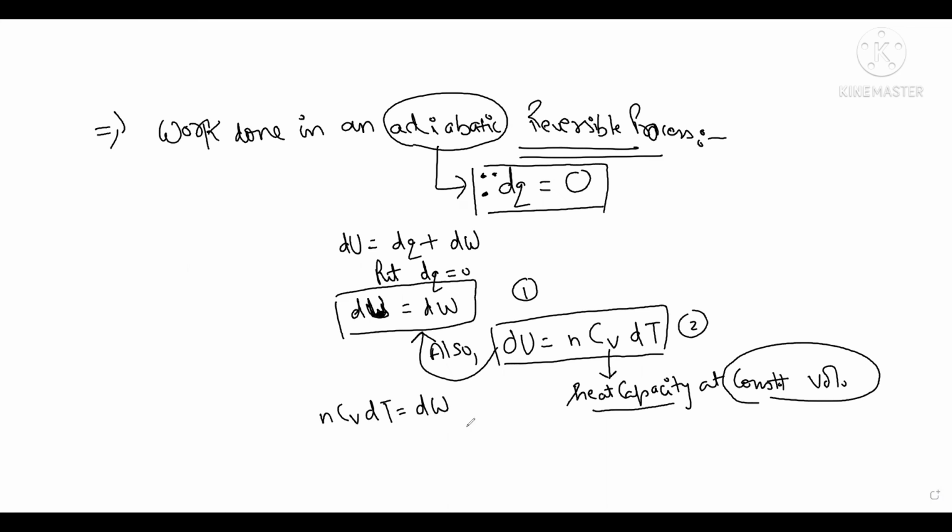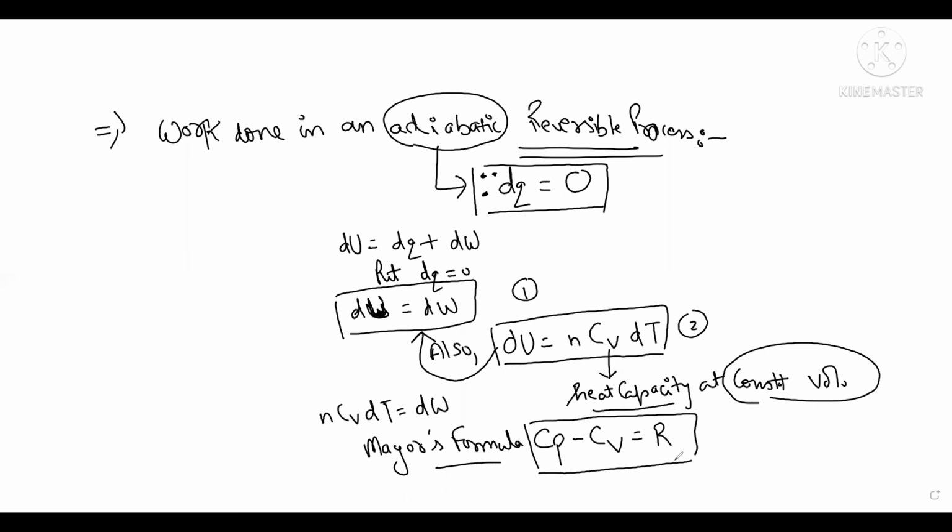We also know Mayer's formula that relates heat capacity at constant pressure and heat capacity at constant volume by R. The difference of Cp and Cv equals R. R is the universal gas constant, Cp is heat capacity at constant pressure, and Cv is heat capacity at constant volume. So let this be equation number 3.